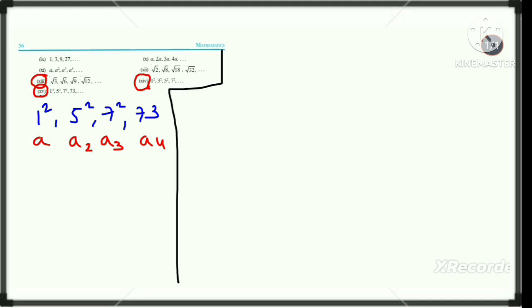Firstly, the difference between a2 and a. a2 equal to, we have 5 square, minus a equal to, we have 1 square, and the square of 5 will be 25, minus the square of 1 will be 1 itself, and after subtracting we obtain the difference between a2 and a is 24.